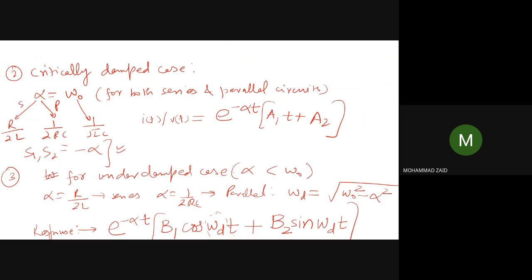But whether it is an over-damped, under-damped or critically damped circuit will be decided only by comparing omega naught and alpha. Don't calculate omega d for that. Omega d will be calculated later when you write this expression. Because omega naught is greater than alpha, this becomes a real quantity, so that we can easily put it with cos and sine.